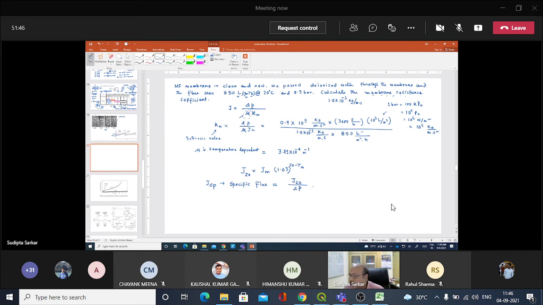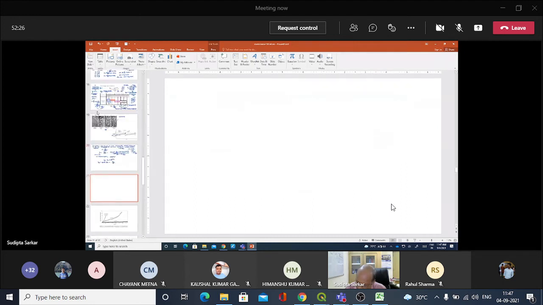If we have this specific flux value, then we can compare different membranes. We can say what the specific values for the fluxes are. So we can normalize the flux to account for temperature and pressure variations, and the effect of fouling can also be determined. So let us also try to do a small calculation here concerning the specific flux.